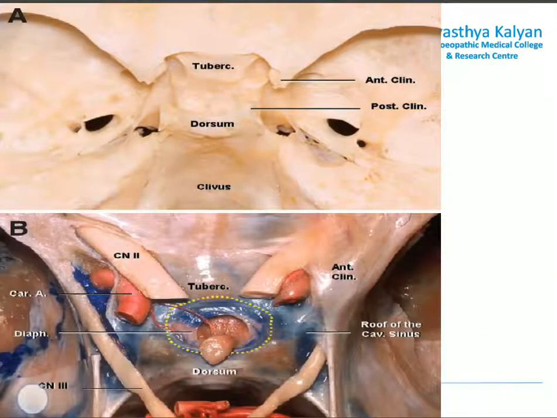It forms the roof of this. This fossa here is the hypophyseal fossa, where the hypophysis cerebri is present. This is the tuberculum sellae, and this is the dorsum sellae, to which the diaphragma sellae is attached anteriorly and posteriorly.